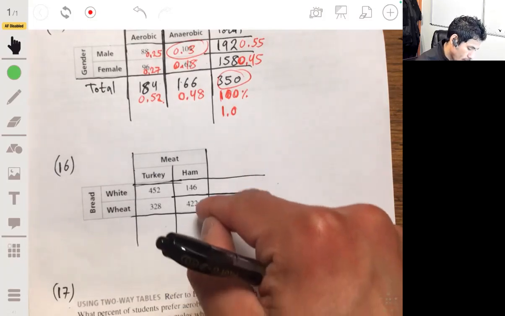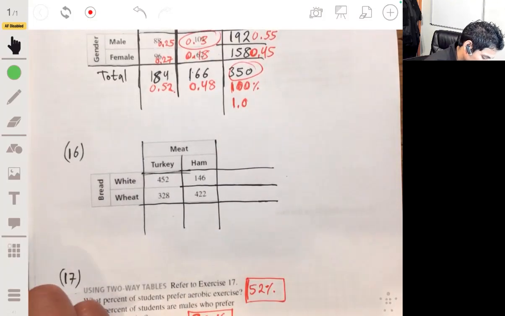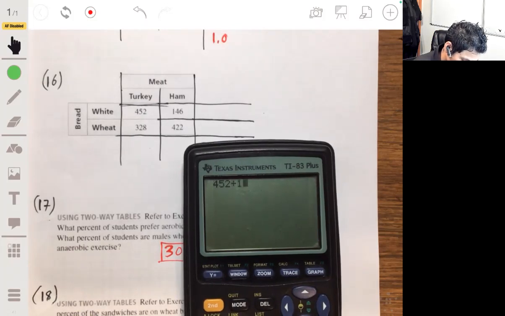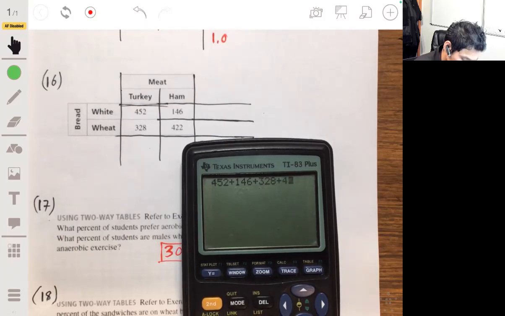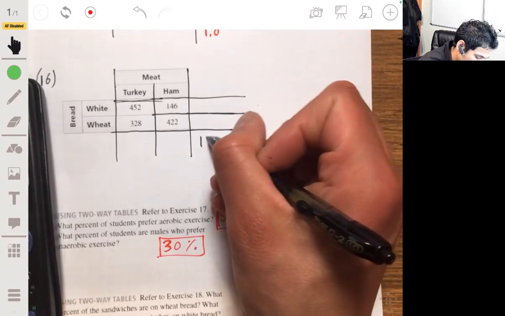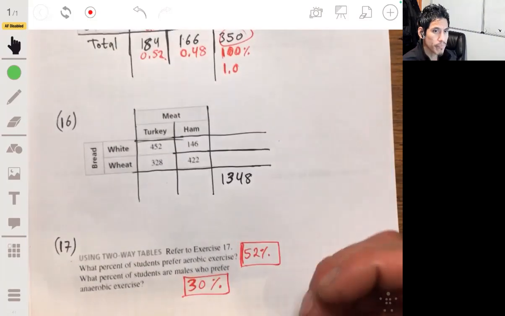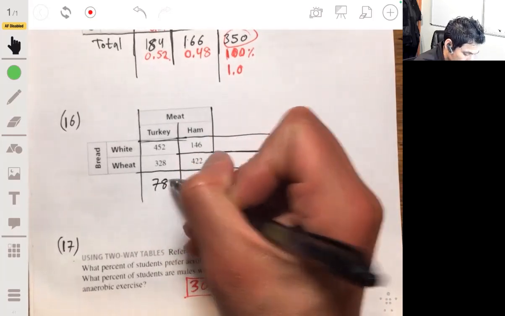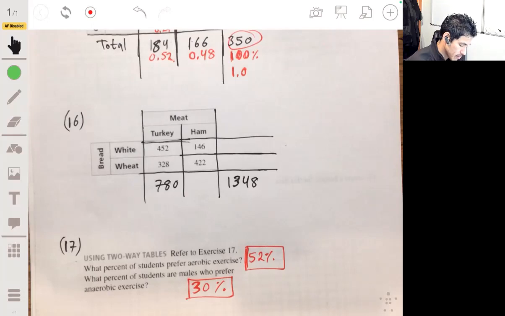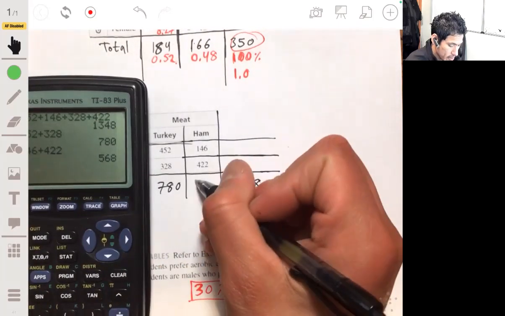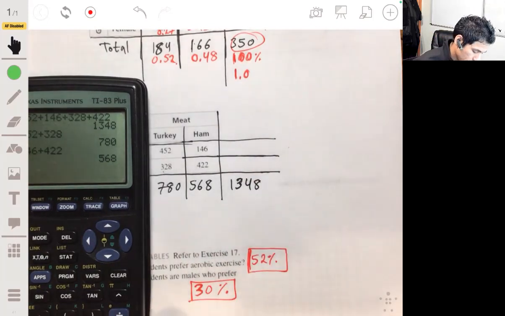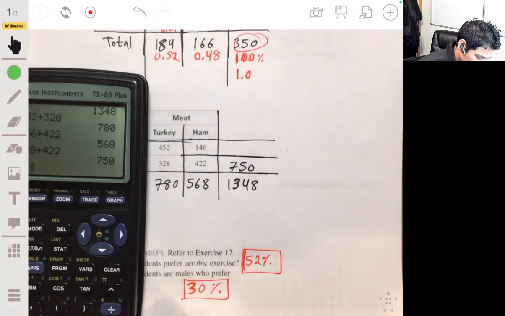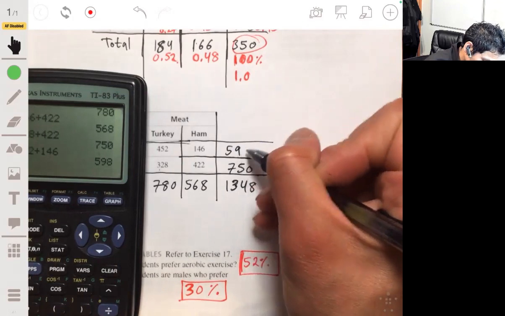Okay, so adding everybody up, we would get 452 plus 146 plus 328 plus 422. 1348. 452 plus 328 is 780. 146 plus 422 is 568. 328 plus 422 is 750. 452 plus 146 is 598.